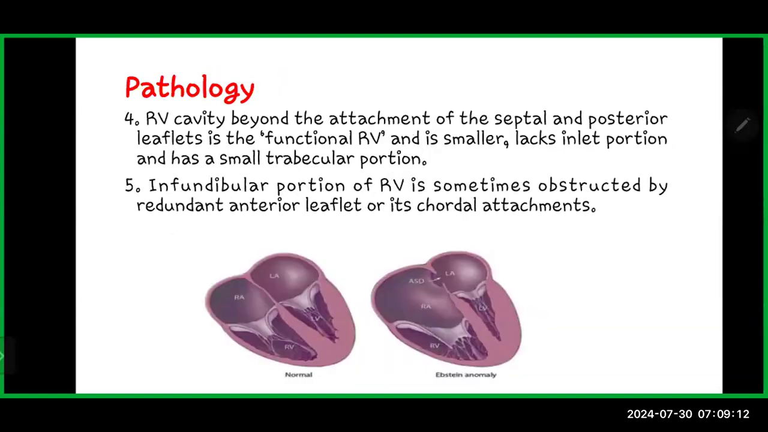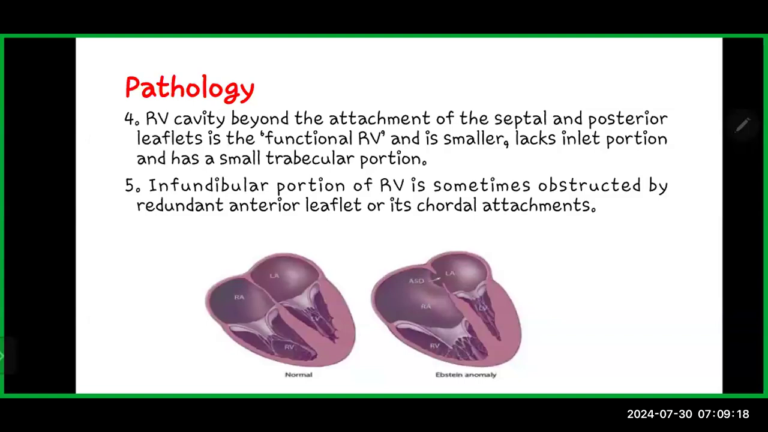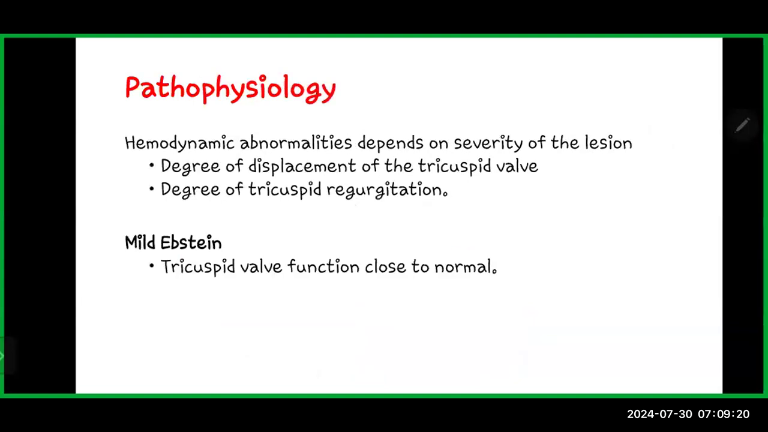So we can see the normal here. Sorry. So that's the normal and the Ebstein anomaly. Now, we can have various degrees of severity of the lesion, as I said earlier, depending on the degree of displacement of the tricuspid valve and the degree of tricuspid regurgitation.